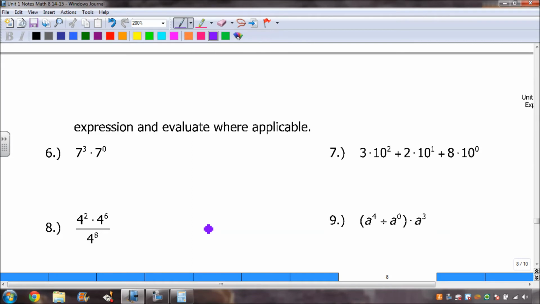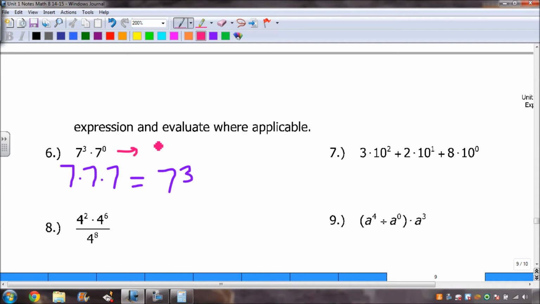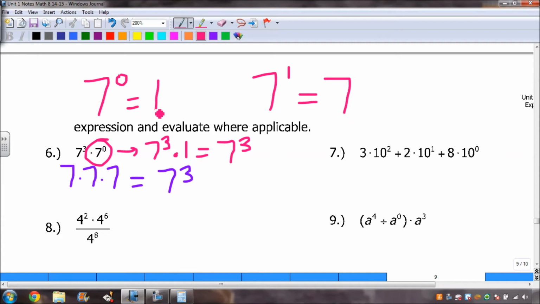So if I have 7 to the 3rd power, what this really technically means is 7 times 7 times 7. And then if I have 7 to the 0th power, I have no 7, so I end up getting 7 to the 3rd power. But another way to think about this, ladies and gentlemen, is that it's just 7 to the 3rd power times, what's this number right here? 1. Well, anything times 1 is itself, so you end up getting 7 to the 3rd power. Now, don't get that confused with 7 to the 1st power. 7 to the 1st power is not 1. 7 to the 1st power is 7, while 7 to the 0th power is equal to 1.